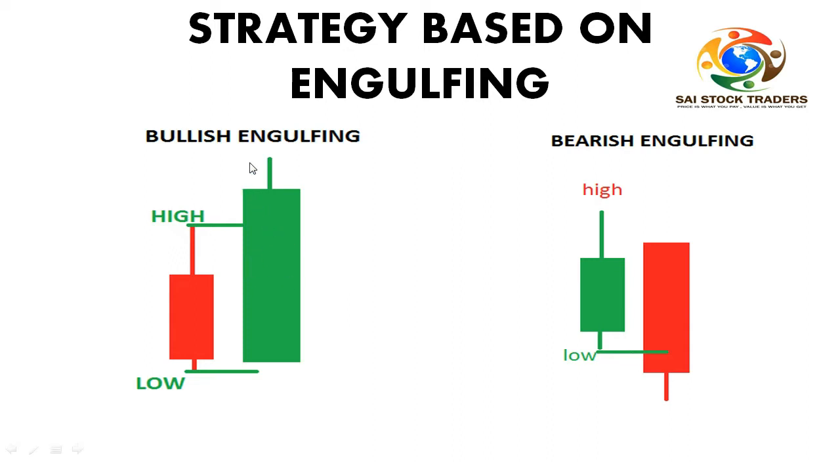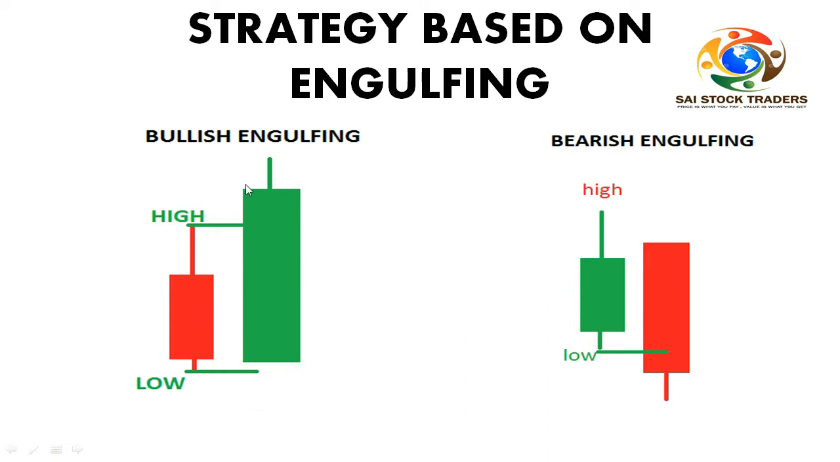Okay, so first thing is a bullish engulfing. Bullish engulfing is nothing but this: this is a bearish candle. First one is a bearish candle. This is completely enclosed by the next candle. Can you see? This is the high of this bearish candle, and this is the low of the bearish candle, and this green color body completely encloses or engulfs this candle. So this is called a bullish engulfing.